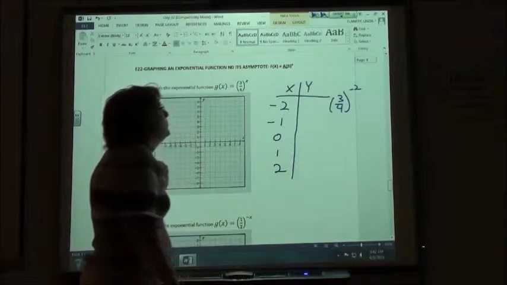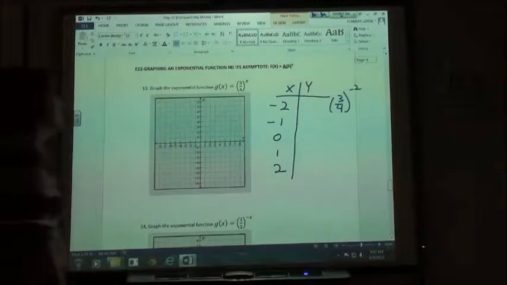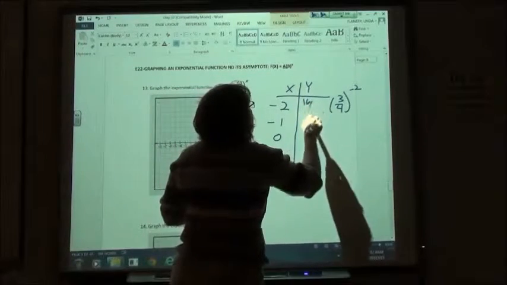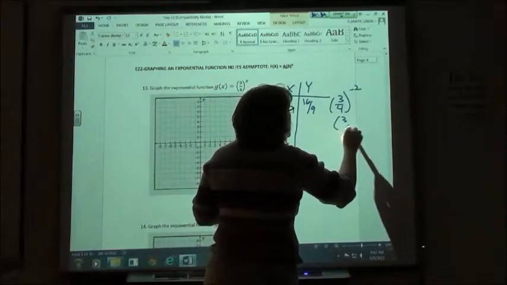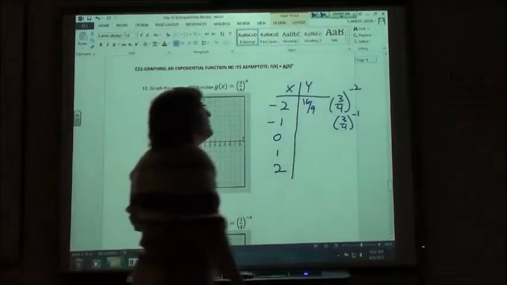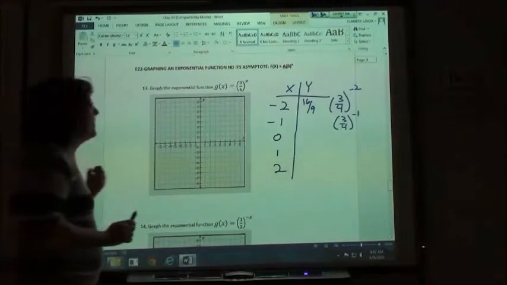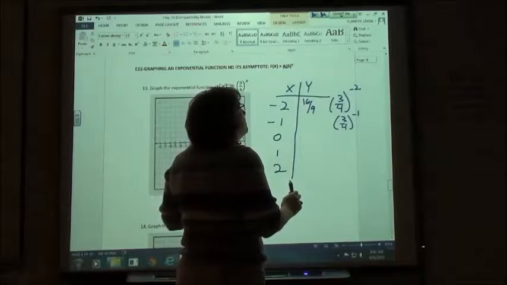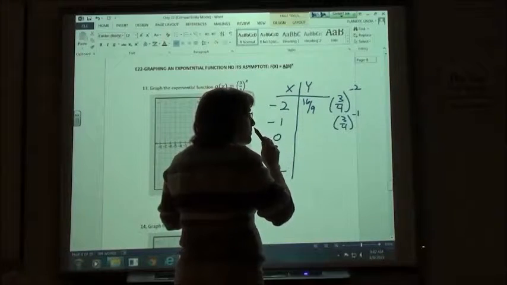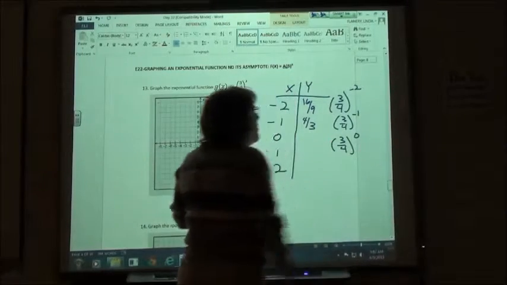Where am I going to do that? Am I going to do caret? Caret, yep, caret -2, exactly. 16/9. Exactly. Okay, then we're going to do the 3/4 to the -1 power. Over 4/3. 4/3, yep. And we're going to do our 3/4 to the 0 power.